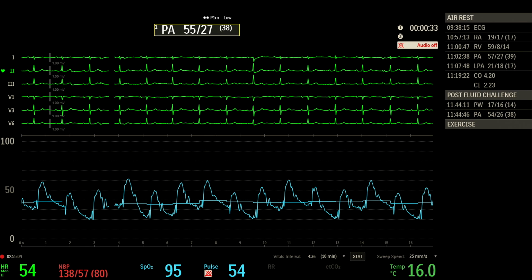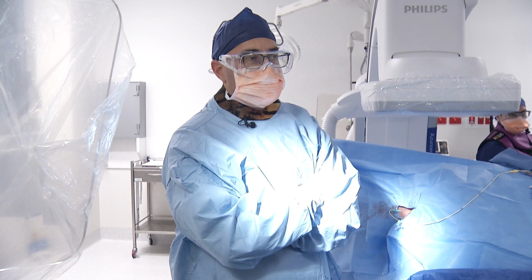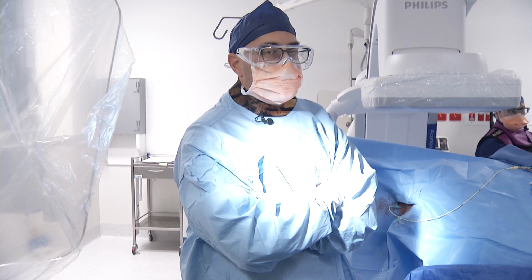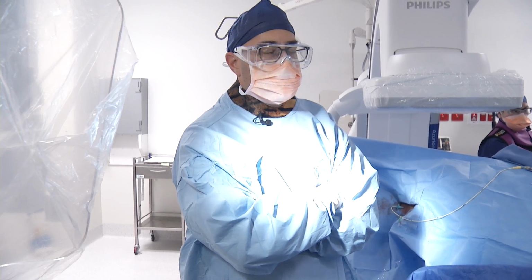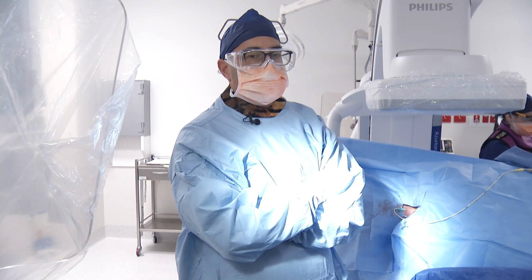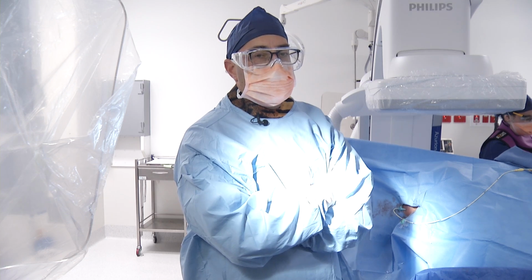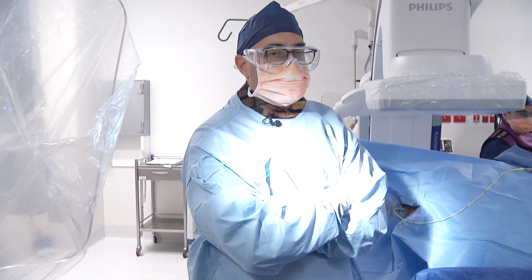After 2 minutes, we increase by 50 micrograms per kilo per minute. We do this up to a maximum of 250 micrograms per kilo per minute, or patient tolerance. We then measure the pulmonary artery and the wedge trace at the end of the procedure.